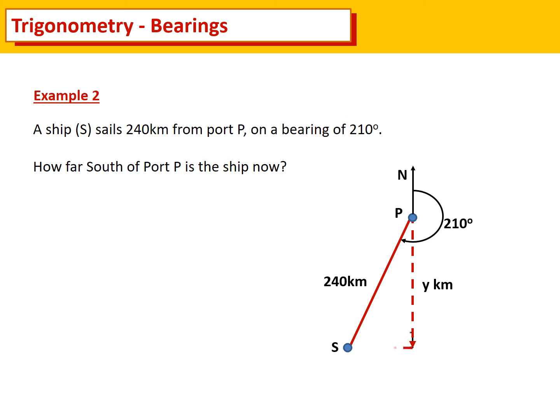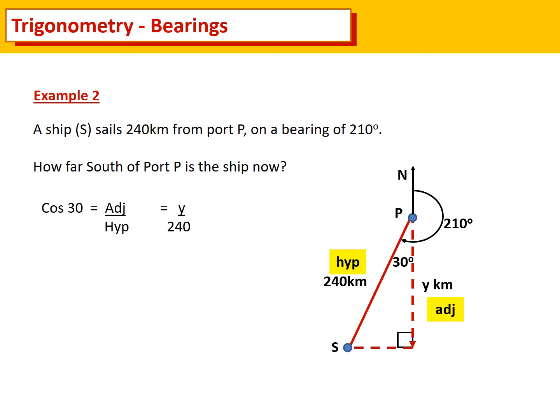Once again, we form our right angle triangle, and if this angle is 210 degrees, then this straight line would be 180 degrees, which would mean this bit of the angle left would be 30 degrees. So we've got the hypotenuse and we're trying to find the adjacent. So the ratio we would use is the cosine ratio. Cosine 30 is the adjacent divided by the hypotenuse. So we put the adjacent in of y, the hypotenuse is 240.